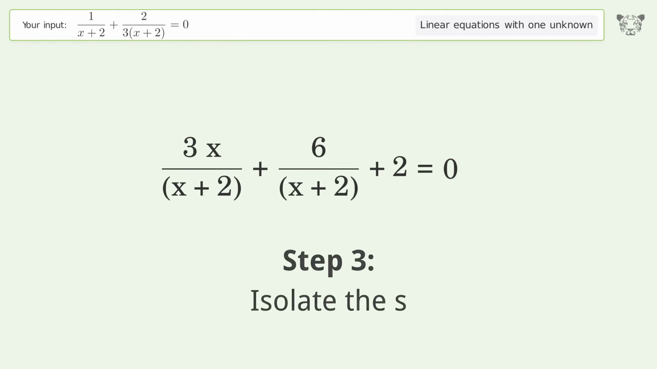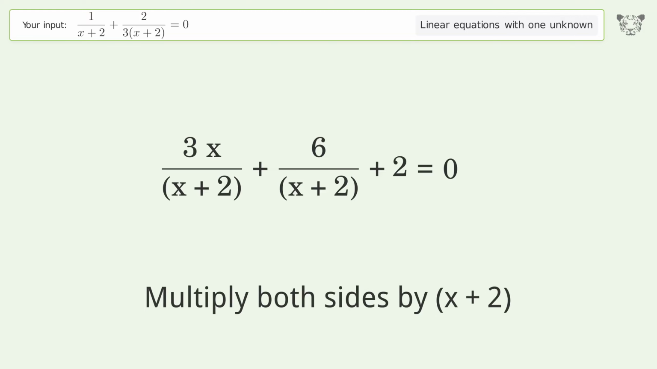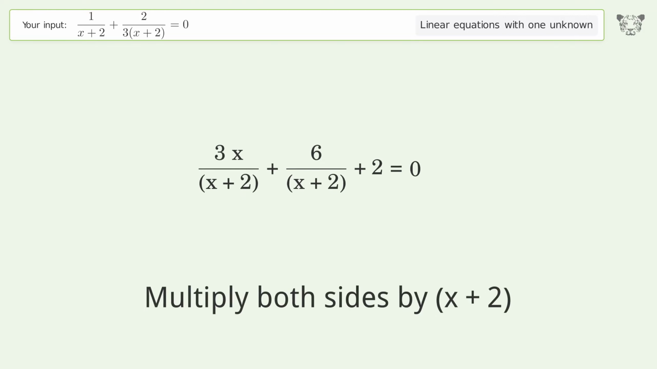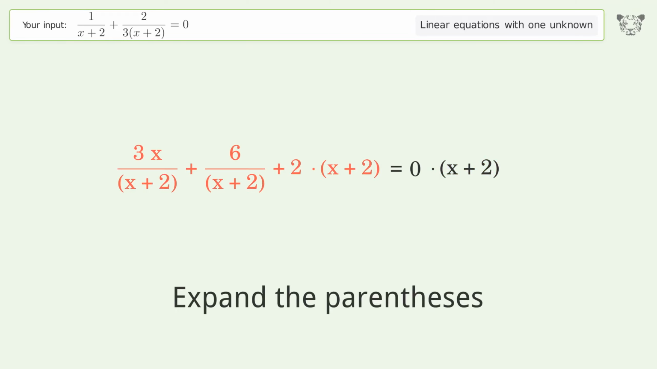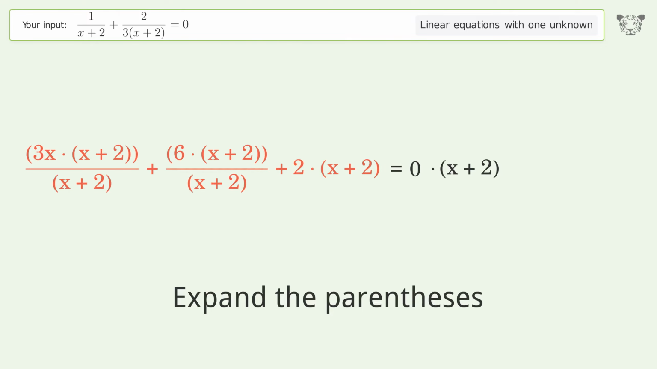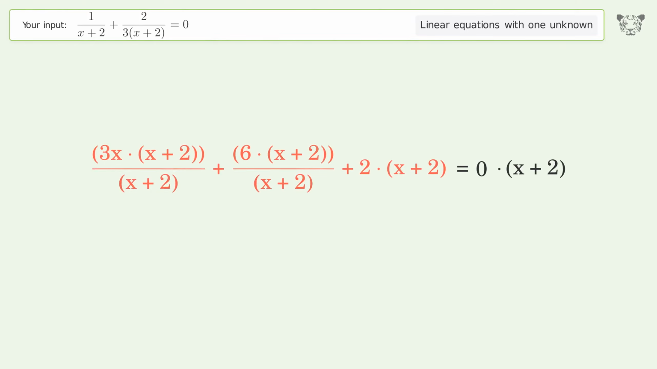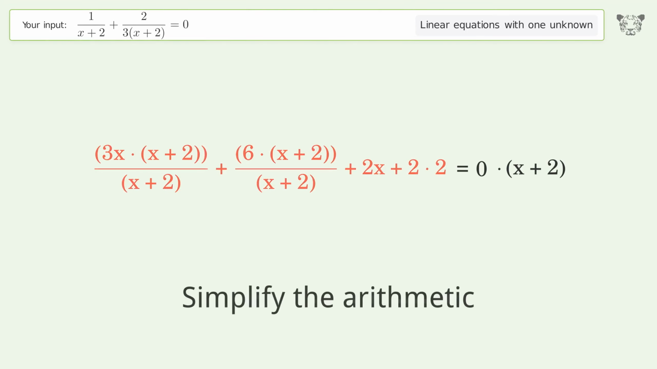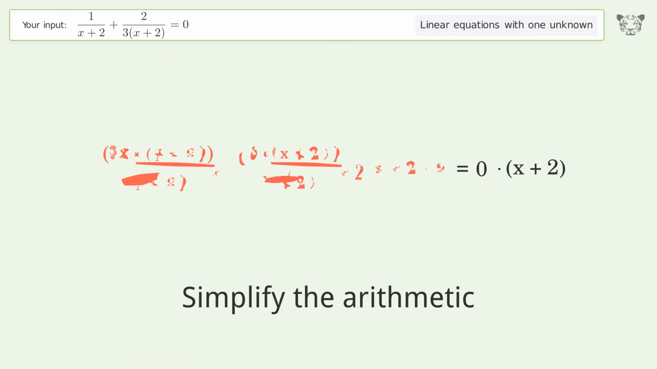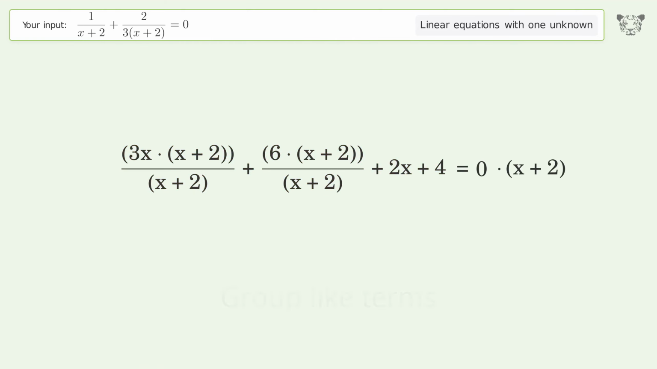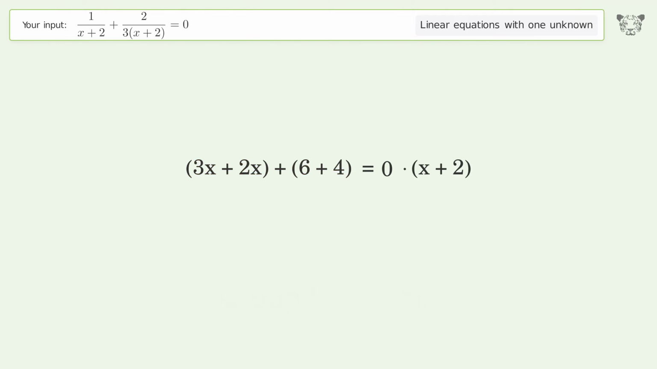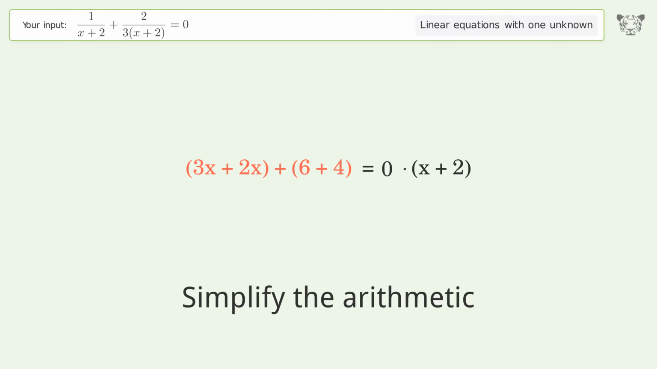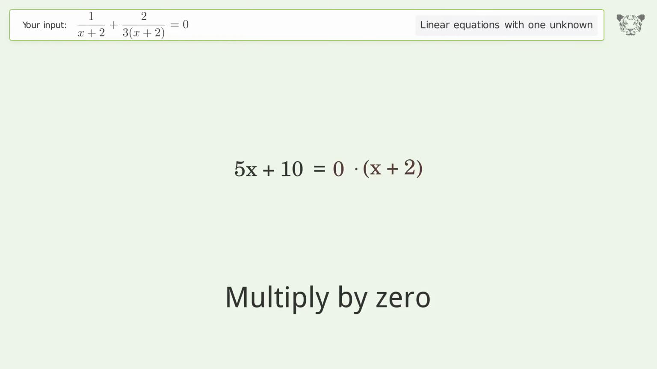Isolate the x. Multiply both sides by x plus 2. Expand the parentheses. Simplify the arithmetic. Group like terms. Simplify the arithmetic. Multiply by 0.